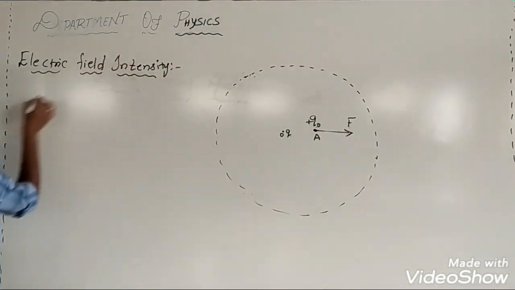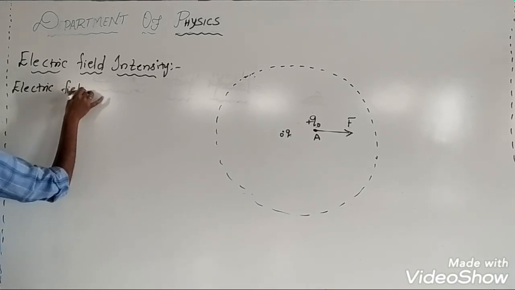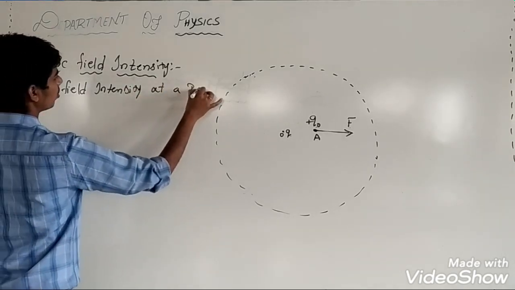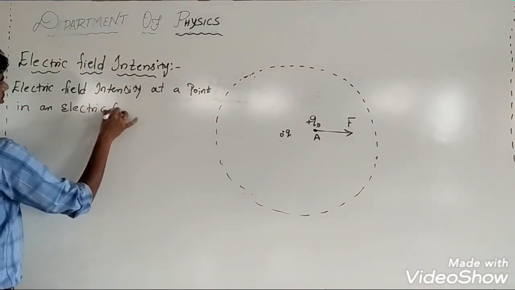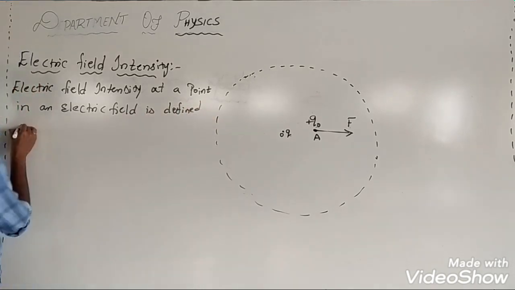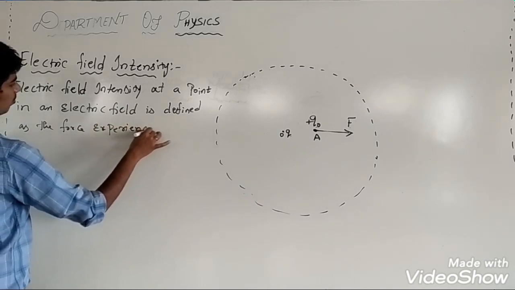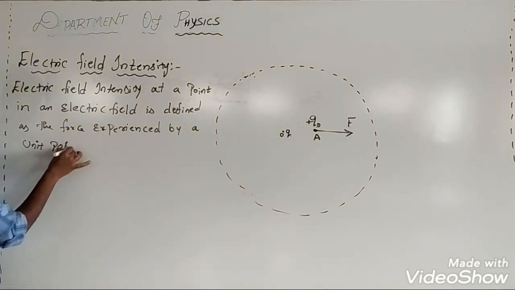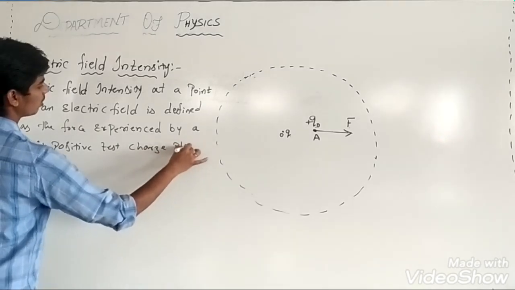That gives us the strength of electric field at that point. So, electric field intensity at a point in an electric field is defined as the force experienced by a unit positive test charge placed at that point.